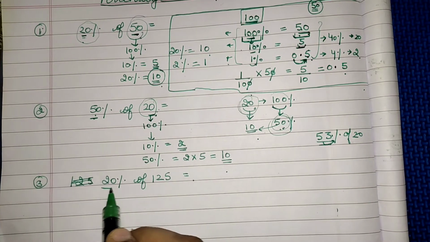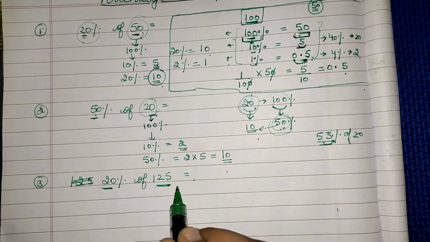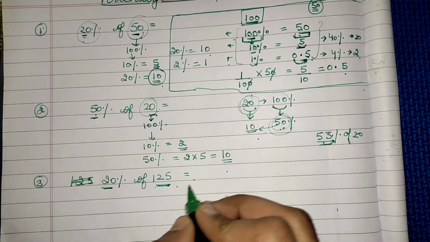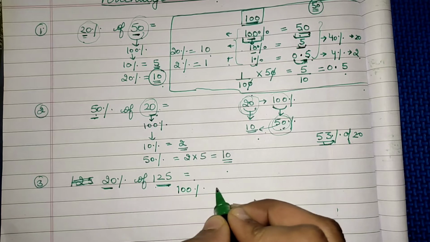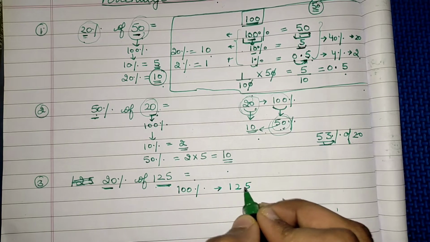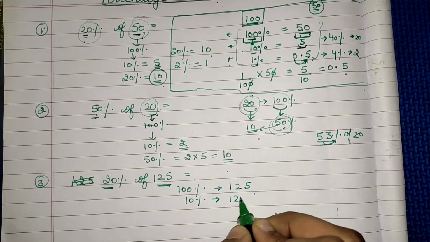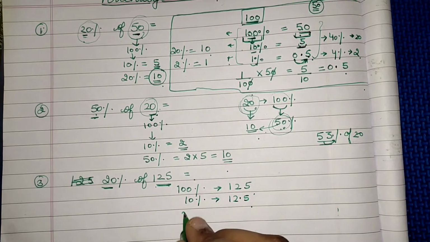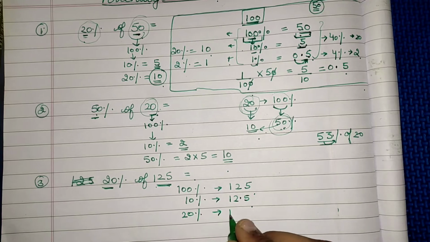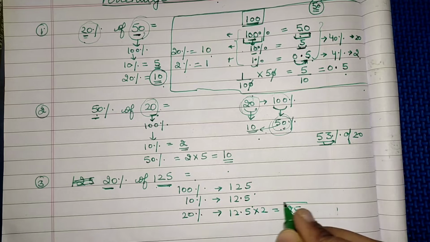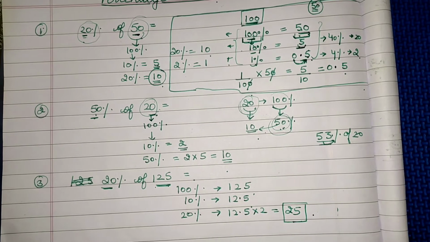Question number 3 says 20% of 125. What will you do? You will think quickly that 100% is equal to 125. Then 10% will be equal to what? 10% will be 12.5. Then 20% will be equal to what? 20% will be double of this value, which is equal to 25.